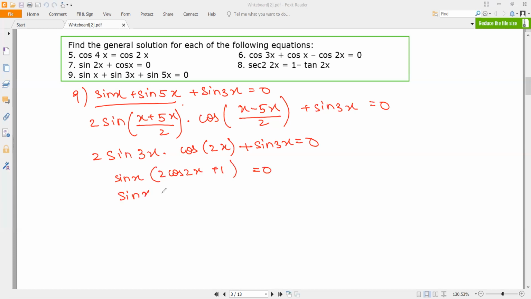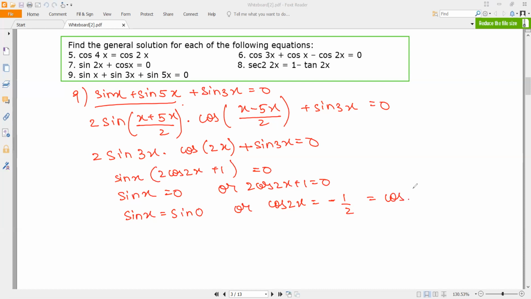So here sin 3x is equal to 0, or 2 cos 2x plus 1 is equal to 0. Sin 3x is equal to sin 0, or cos 2x is equal to minus 1 by 2. Again, cos is negative in the second and third quadrant. Cos is 1 by 2 for 60 degrees, and 60 degrees is pi by 3. Cos in the second quadrant will be pi minus pi by 3, which is equal to cos 2 pi by 3.